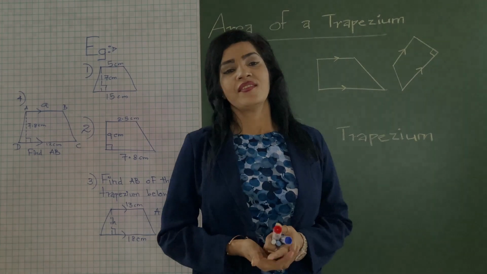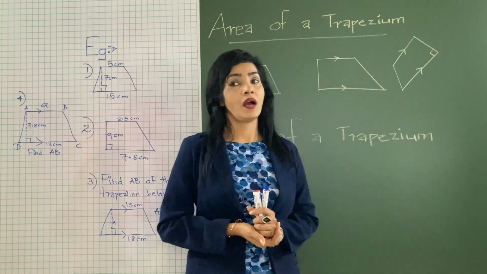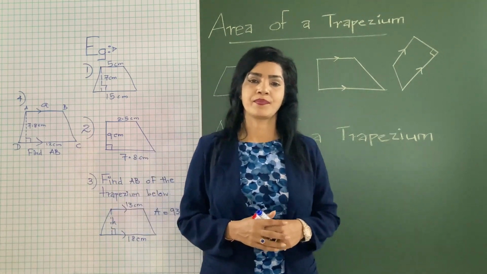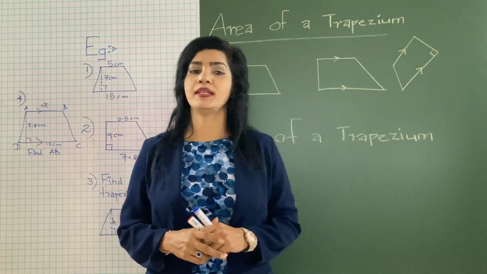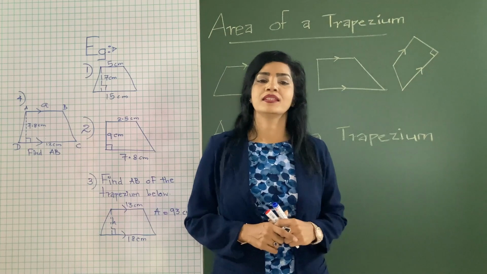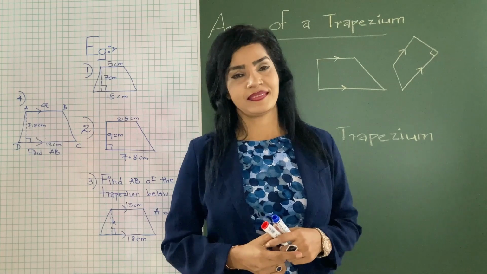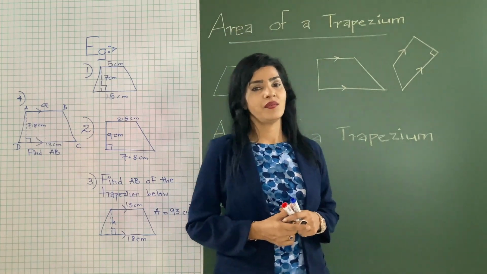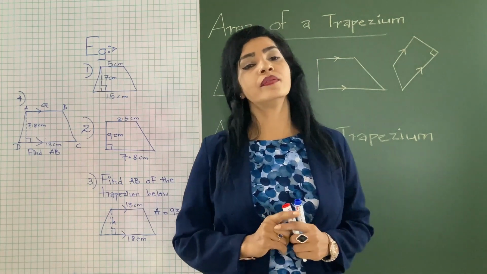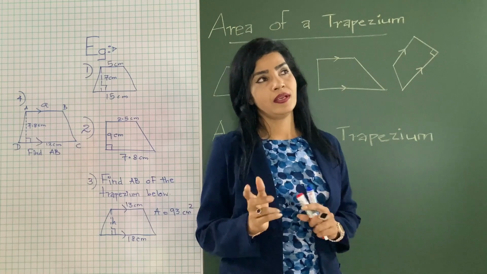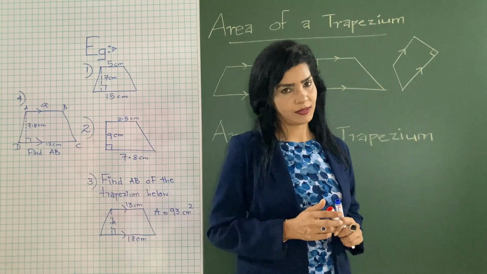Okay, what is a trapezium? So how do you identify a trapezium? Yes, it is a quadrilateral, a four-sided polygon. What is the basic property of a trapezium? It has one pair of parallel sides. If there are two pairs of parallel sides, it comes to a parallelogram.